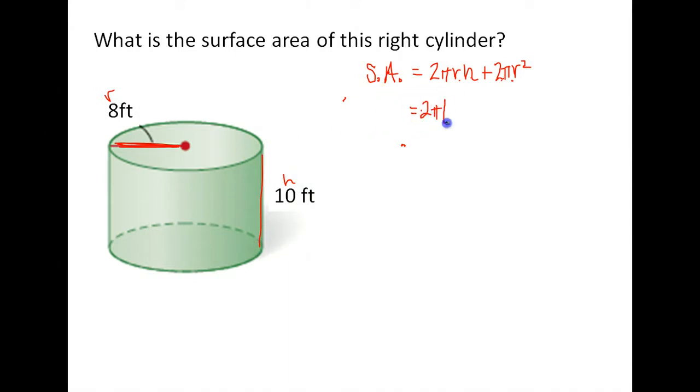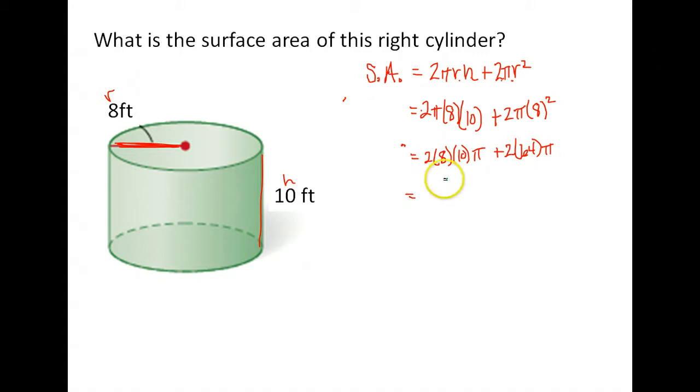So we have 2 times pi times 8, our radius, times the height, 10, plus 2 times pi times our radius of 8 squared. Let's just move the pi's to the end of each part. So 2 times 8 times 10 and move the pi to the end. Here we have 2 times 8 squared. 8 times 8 is 64 pi.